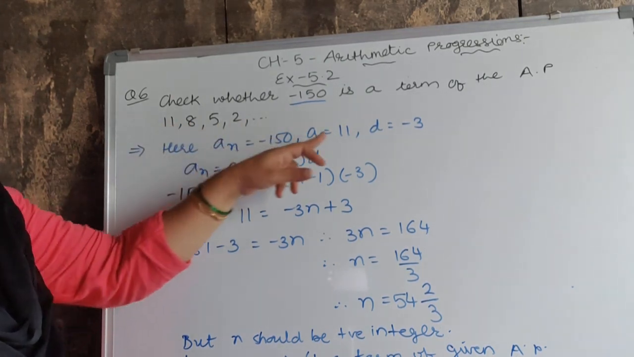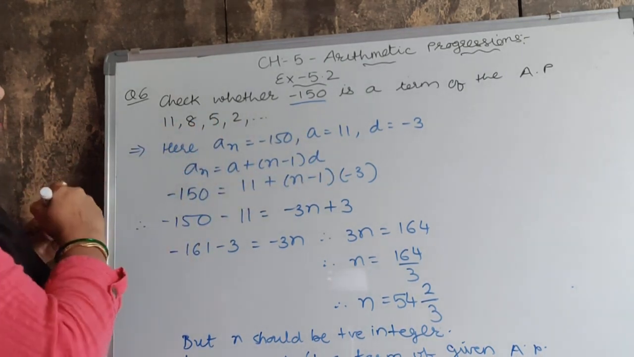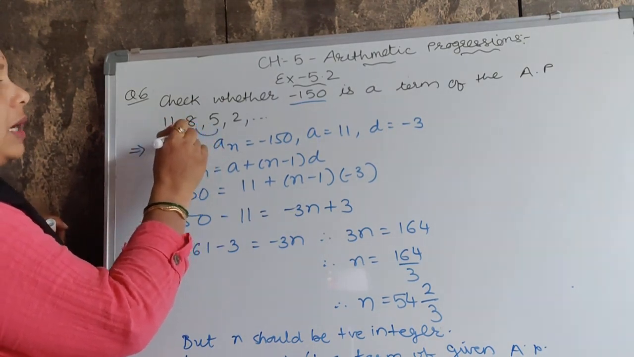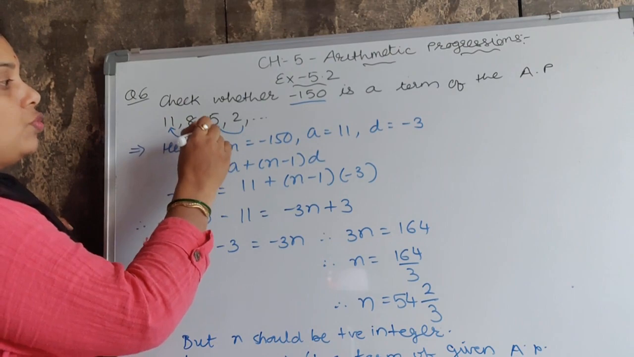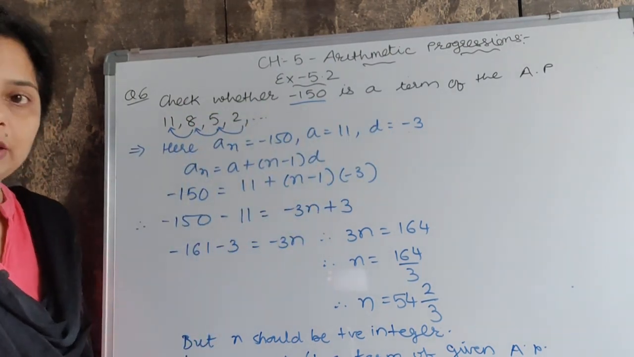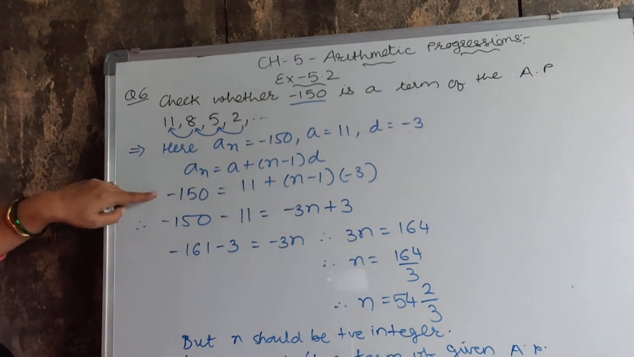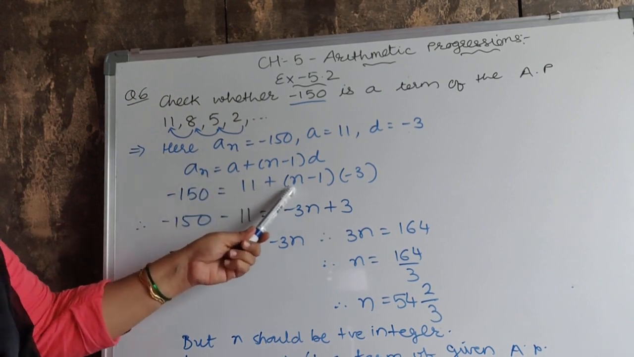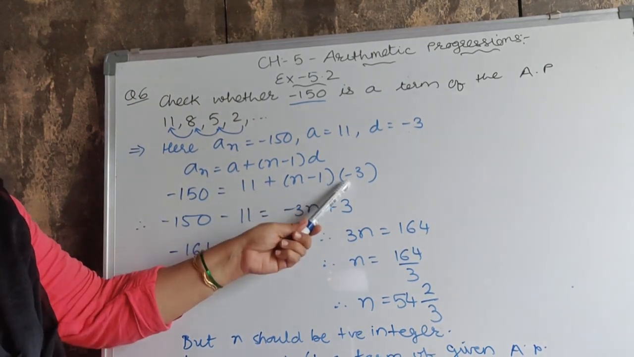A is equal to 11, and the common difference: 8 minus 11 is minus 3, 5 minus 8 is minus 3, 2 minus 5 again minus 3. So d is equal to minus 3. After substituting all the values, here an is equal to minus 150, a is equal to 11, and we have to find n, with d as minus 3.